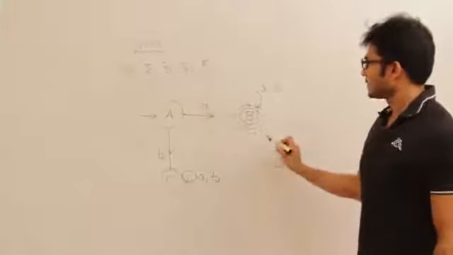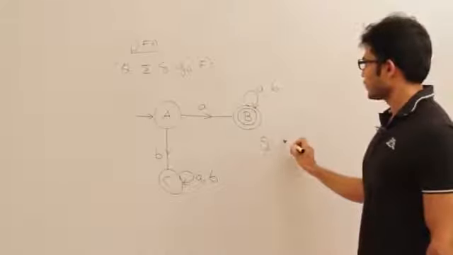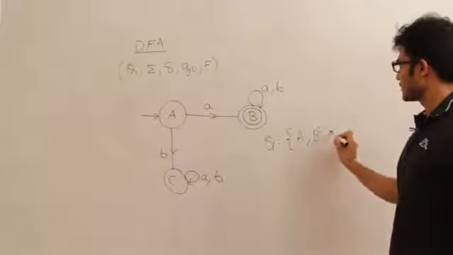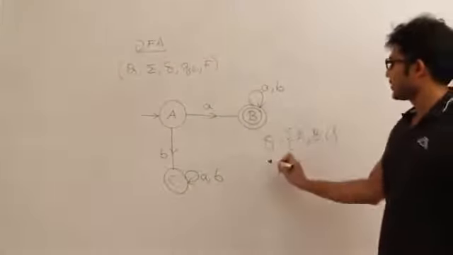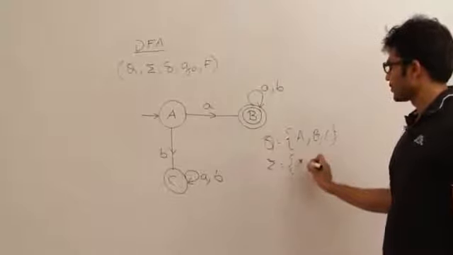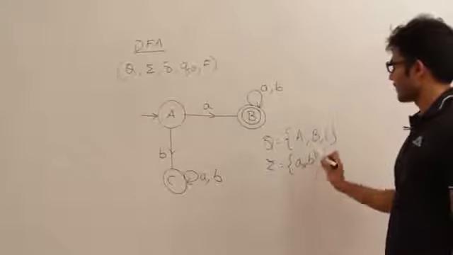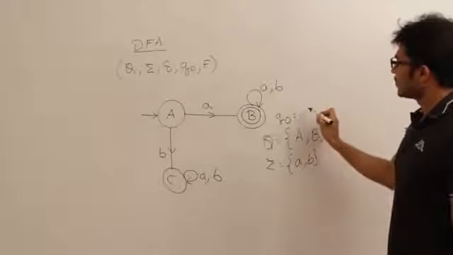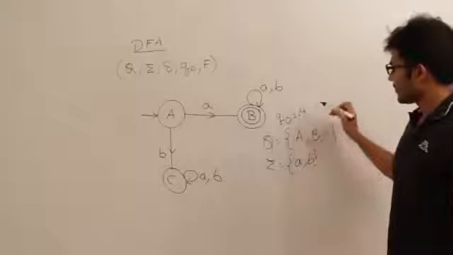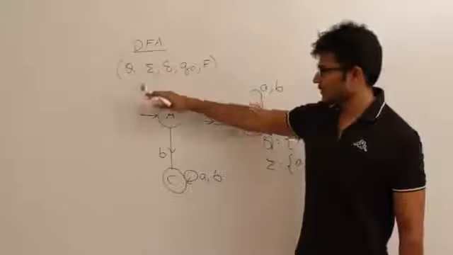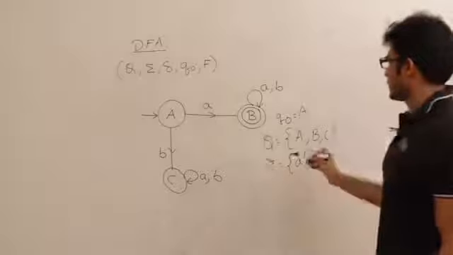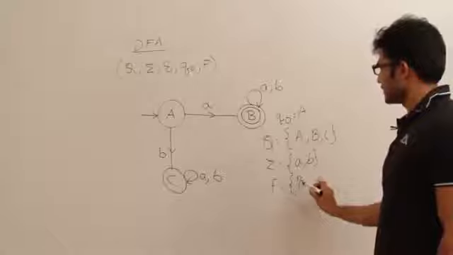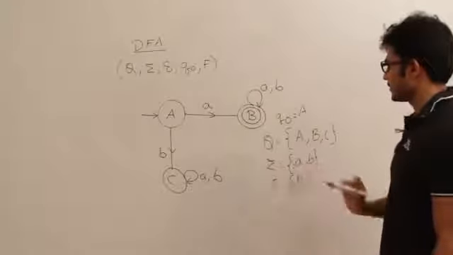Now in this, Q equals the set of all states. What are the states here? One is A, one is B, and the other is C. Sigma equals the input, small a comma small b, and Q naught, which is also known as the start state, is going to be A. I am writing all this for this particular DFA. And F is the set of all final states, and in this case there is 1 final state.